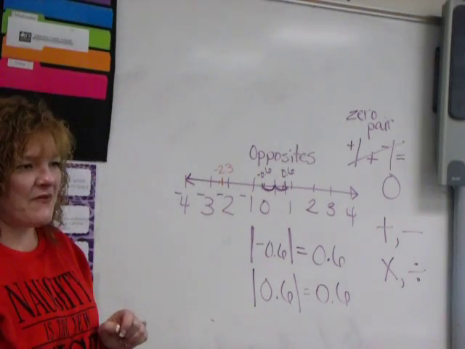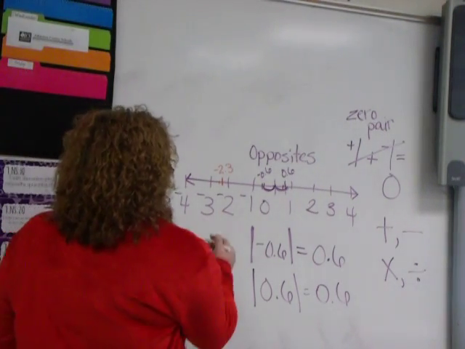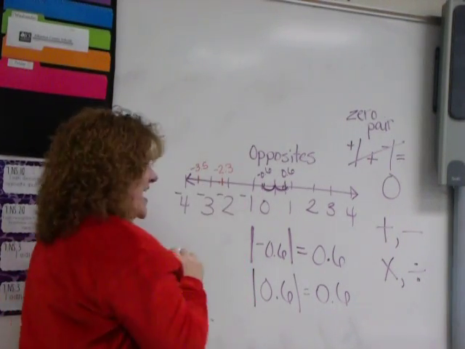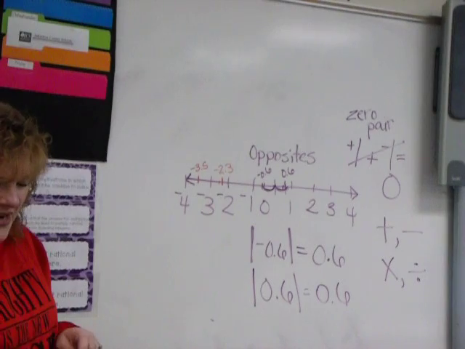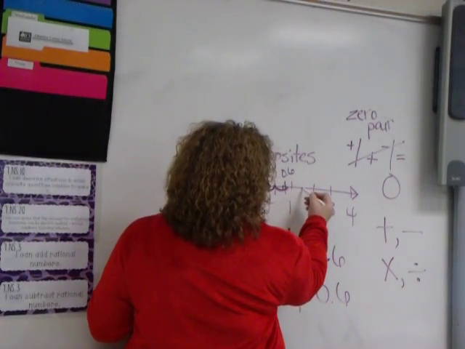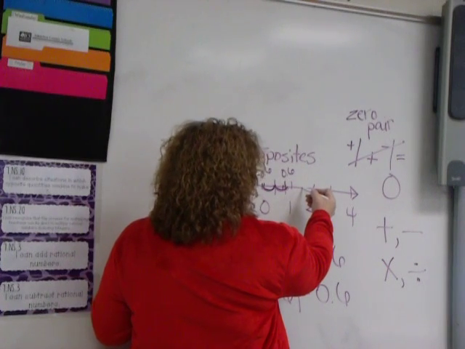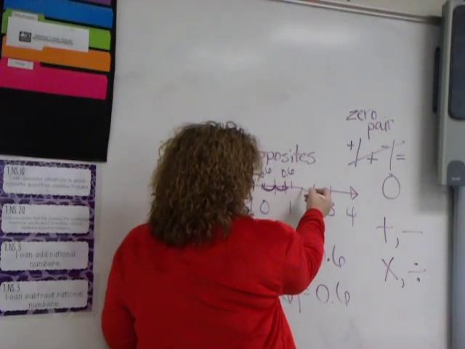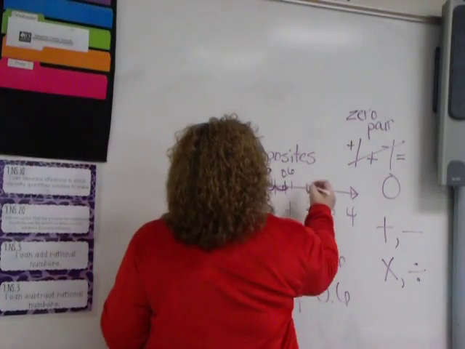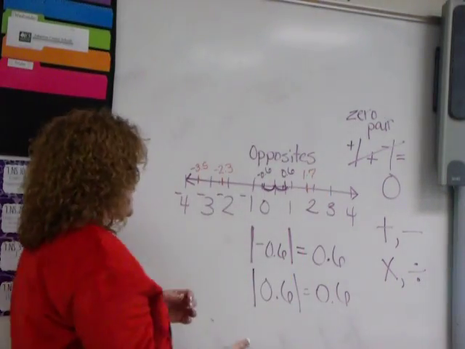Now it says negative 3.5. That's 3.5. That's where it would be. Now they've got a positive 1 and 7/10. 1 and 7/10 is bigger than 1.5. 1.5 is middle. 1.7 is a little bit to the right of middle. So we're going to say that that's about 1.7.